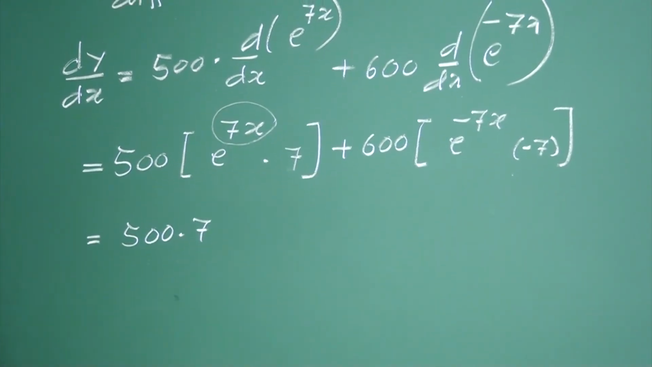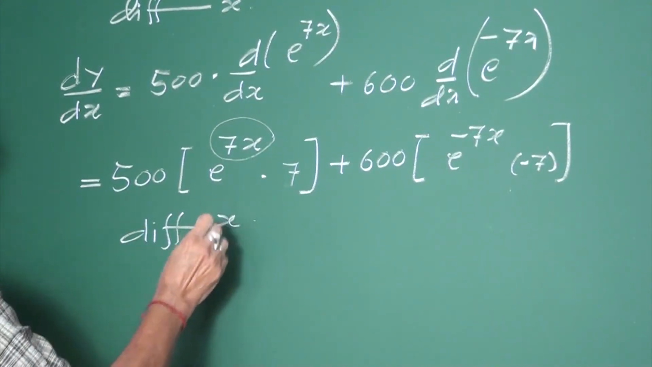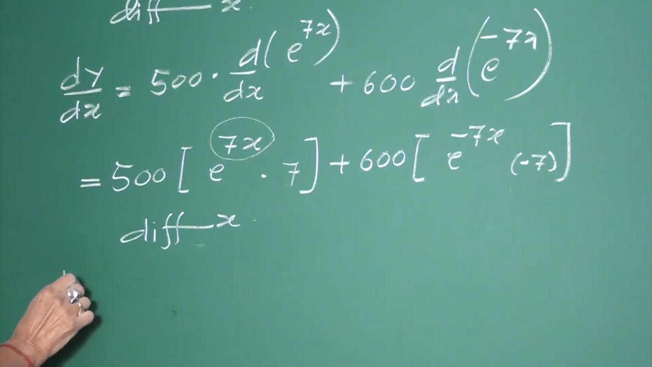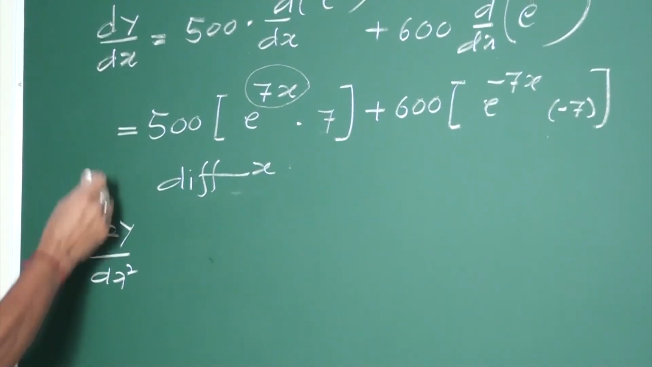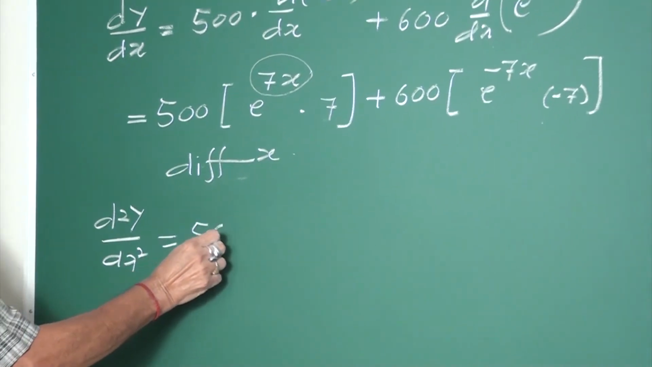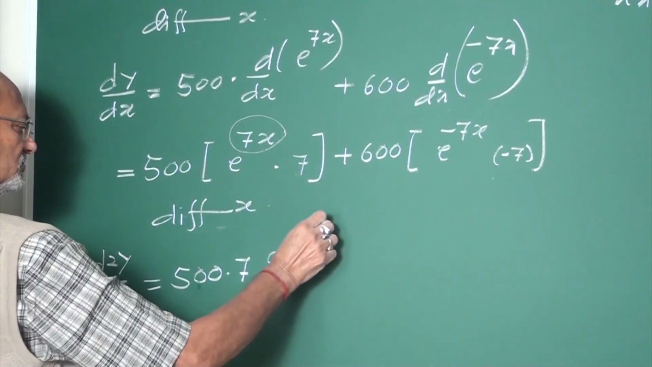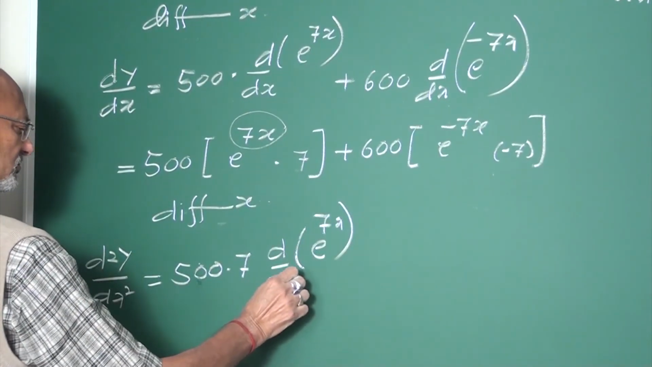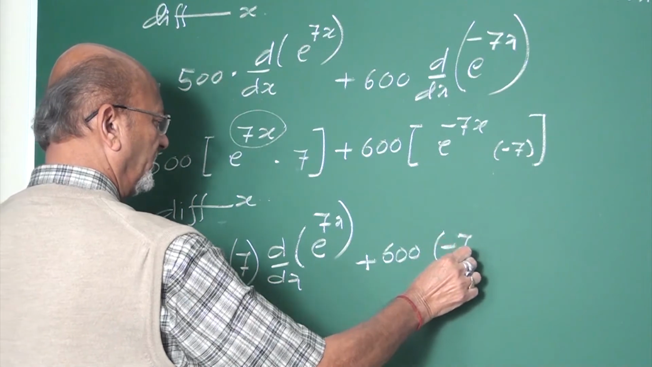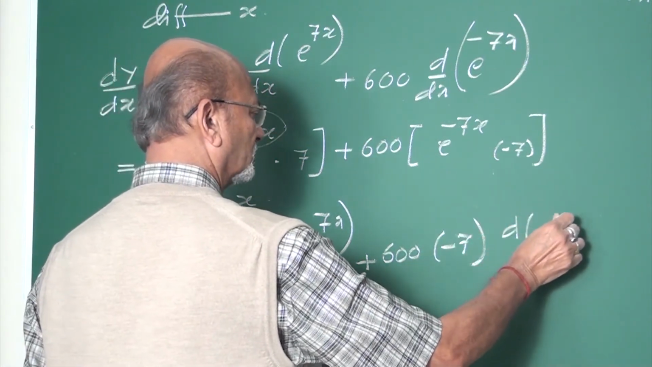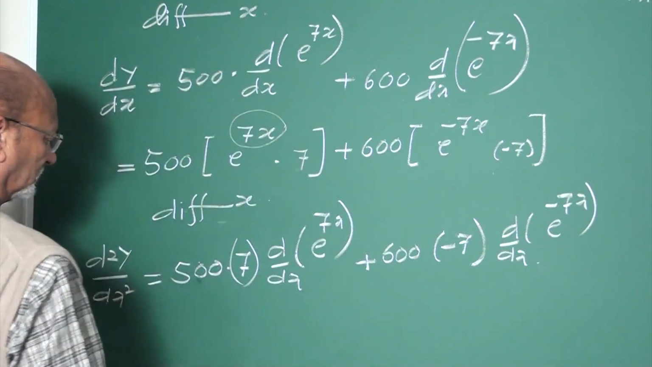Differentiate again with respect to x. The derivative of the first derivative gives the second derivative, d2y by dx2. 500, my friend, this 7, you are writing its derivative. Plus 600, and what is this? Minus 7. You are writing its derivative with respect to x. Right.